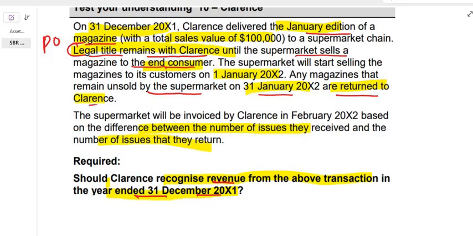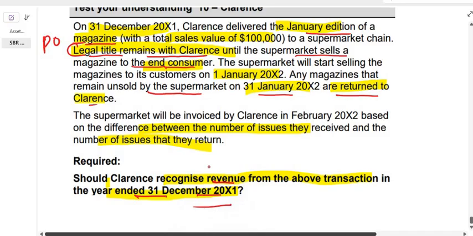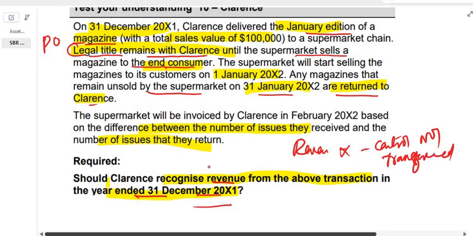Therefore, C should not recognize revenue for the magazine delivery in the financial statements for the year ending 31st December 2001. Clear? So we do not recognize revenue because control of the asset is not transferred. When the control is not transferred, then definitely you will not recognize the revenue.